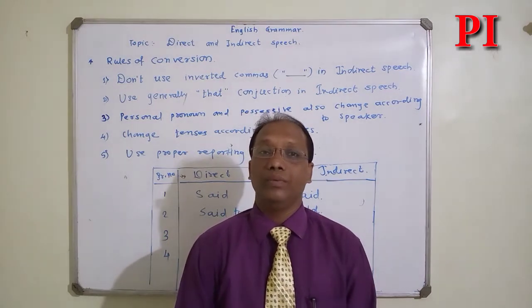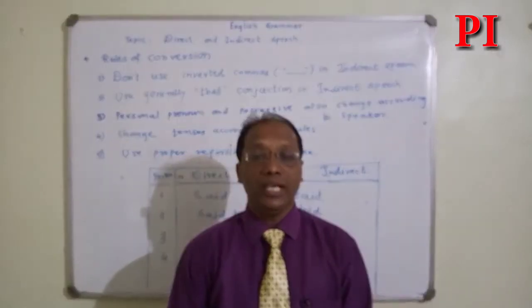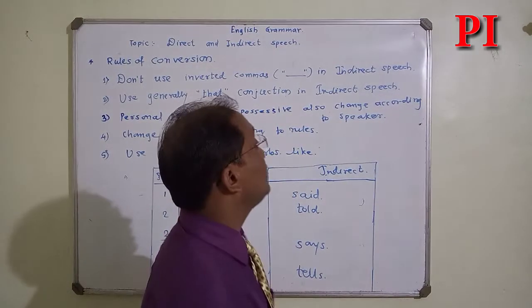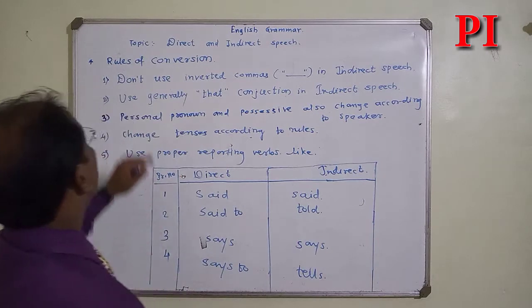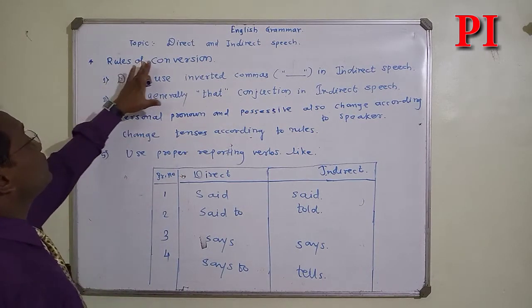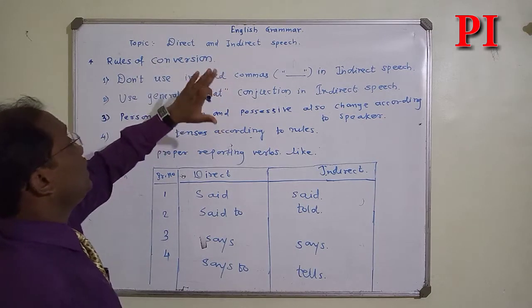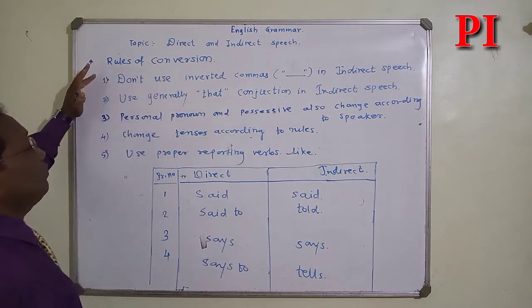Now we will see the remaining part of direct and indirect speech. First of all, some rules are there. We will see them one by one. The rules of conversion mean a direct sentence is converted into an indirect sentence. At that time, which rules will we follow?